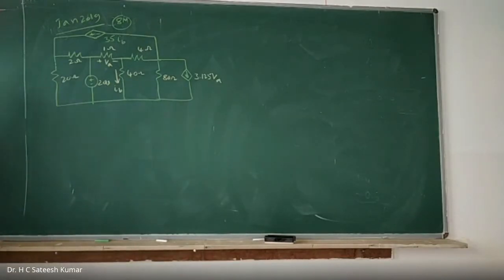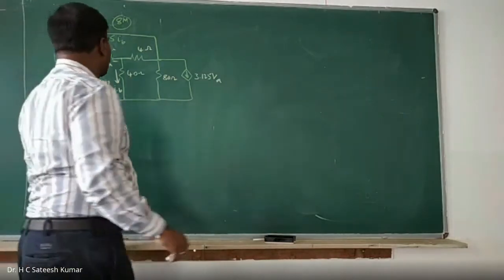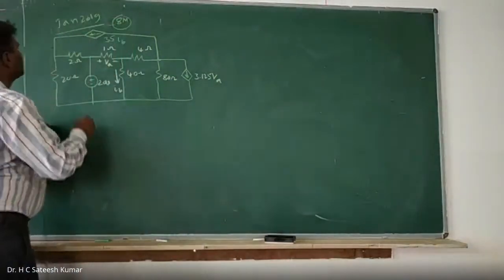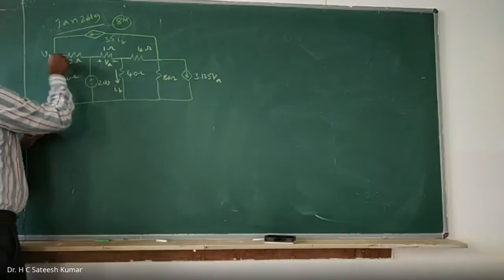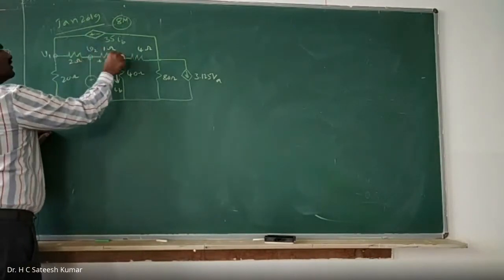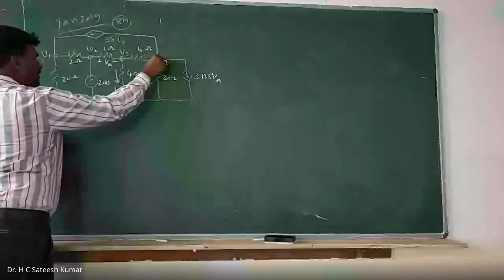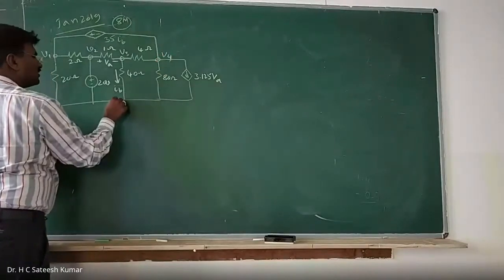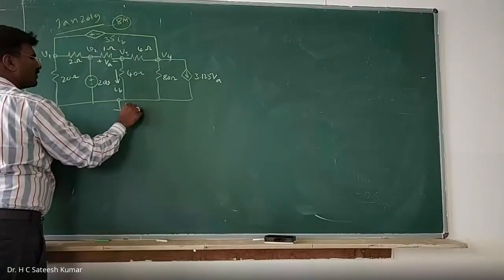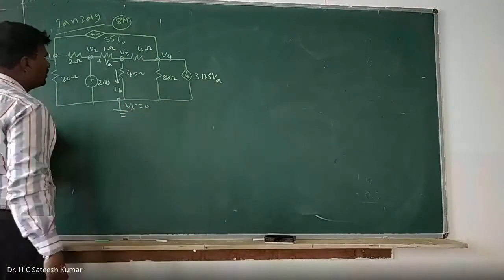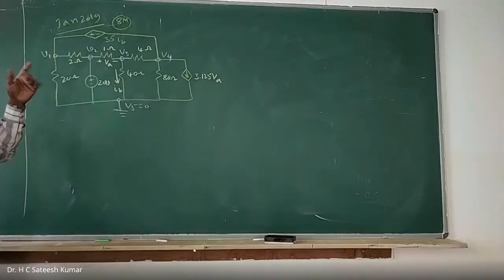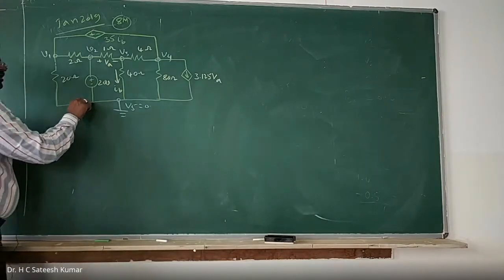First, you find out the node voltages. Call this one V1, this one V2, V3, V4, and this one V5. V5 is equal to 0. Here 4 unknowns are there, so one will have to be eliminated. The problem will be given in such a fashion that one is automatically eliminated, otherwise it's not possible because the calculator will do only 3 unknowns.